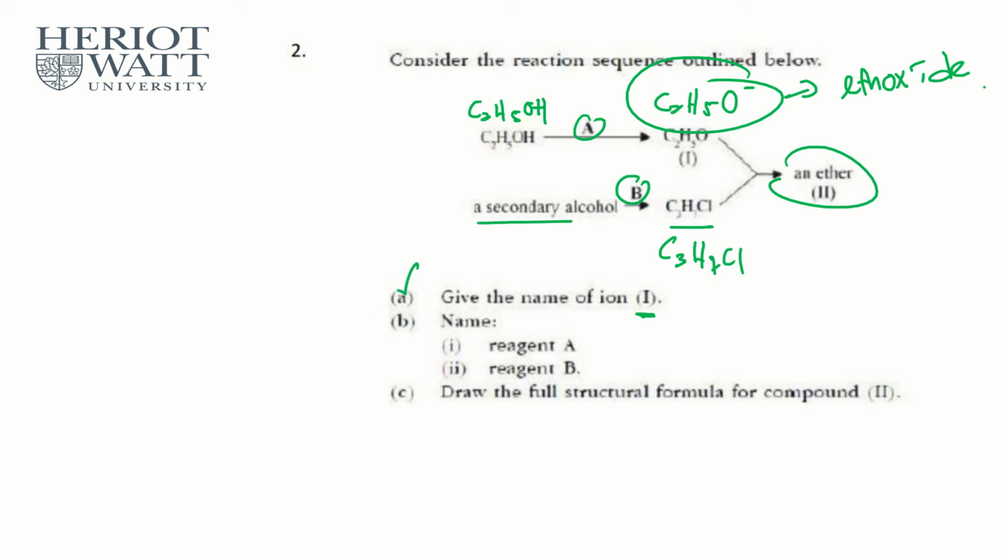Now let's check what happened here. From here to here, what do you think? You're removing hydrogen from it to form ethoxide. So what reagent can be used? Now, very obvious in this case, when you're removing hydrogen, we can do this.